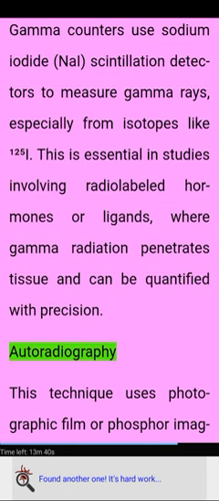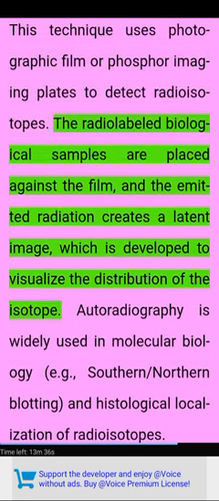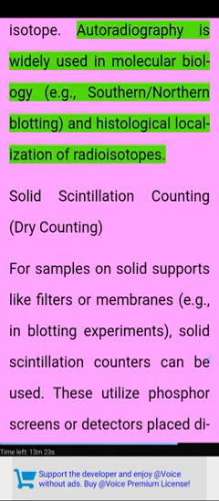Autoradiography. This technique uses photographic film or phosphor imaging plates to detect radioisotopes. The radiolabeled biological samples are placed against the film, and the emitted radiation creates a latent image, which is developed to visualize the distribution of the isotope. Autoradiography is widely used in molecular biology, e.g., Southern and Northern blotting and histological localization of radioisotopes.